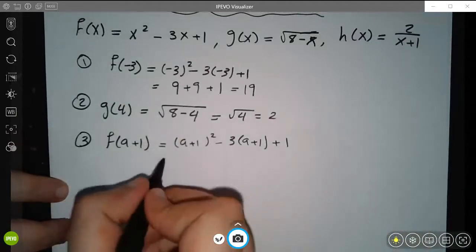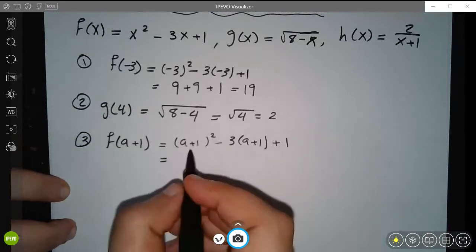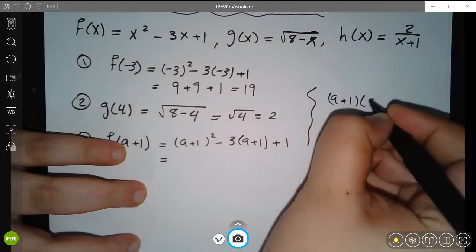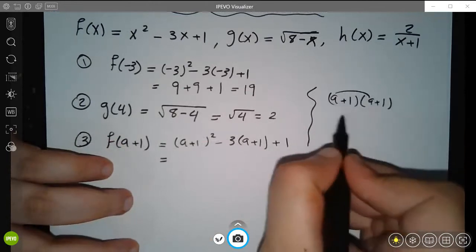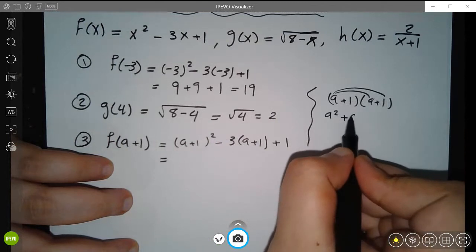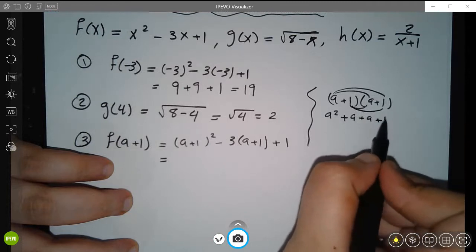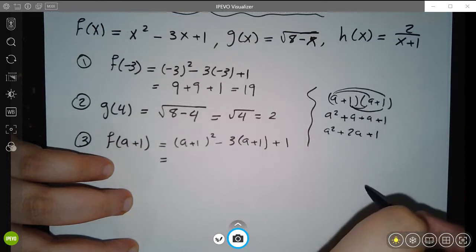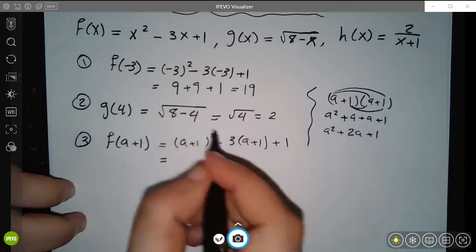Okay. So now we try to simplify this. This right here is a pair of parentheses multiplied together. So I'm going to do it on the side. You have a plus 1 times a plus 1. So, all right. So a times a is a squared. A times 1 is just a. Now 1 times a is another a, and 1 times 1 is 1. So you get what? A squared plus 2a plus 1. All right? So that replaces this one right here.